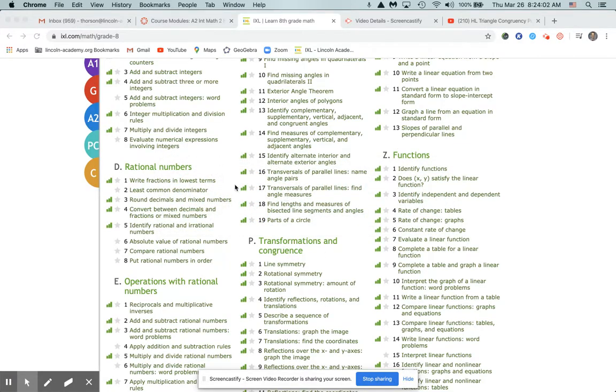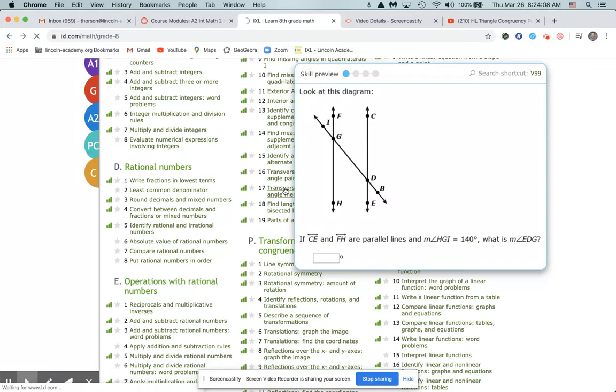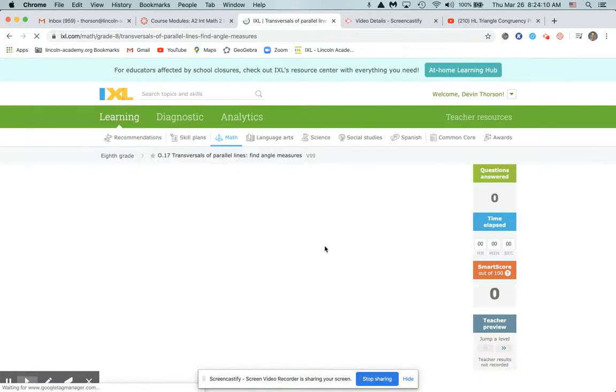And so your homework for today is in iExcel, in your 8th grade tab. I'm going to assign number 17, transversals of parallel lines, find the missing angles. If you go into this, you're going to find out it's a very simple concept.